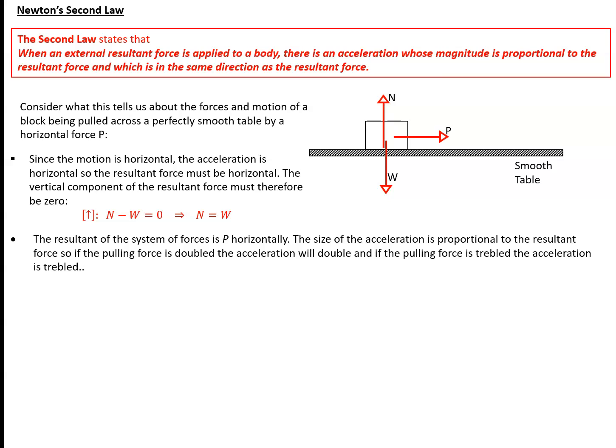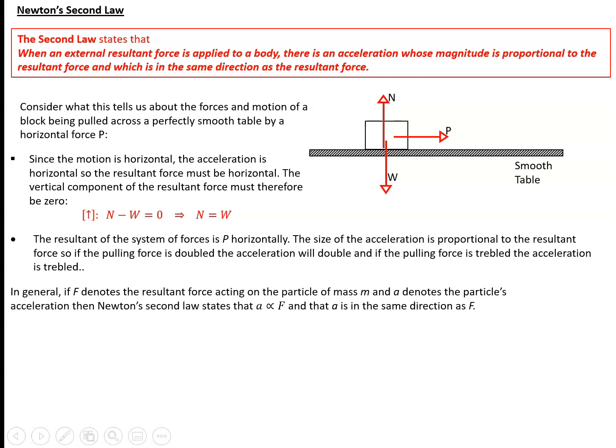The size of the acceleration is proportional to the resultant force. So if the pulling force is doubled, the acceleration will double. If the pulling force is trebled, the acceleration is trebled. In general, if F denotes the resultant force acting on a particle of mass m and a denotes the particle's acceleration, then Newton's second law states that a is proportional to F and that a is in the same direction as F.